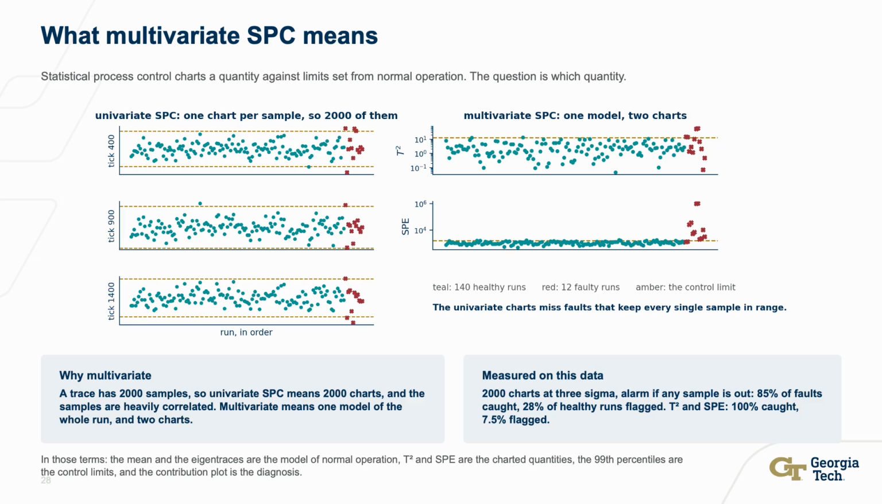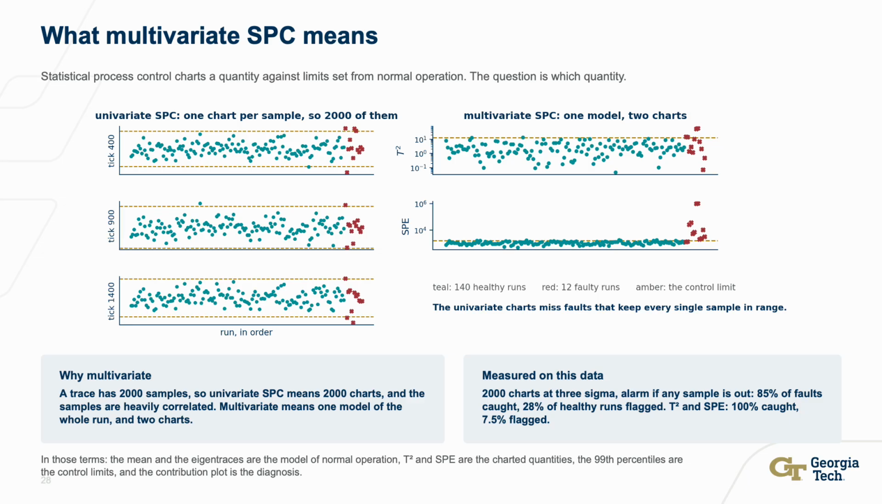Multivariate means one model for the whole run, built from that correlation, and then charts on quantities derived from the model rather than on the raw samples. That is the right half. 2 charts, both with a limit, and every one of the 12 faulty runs sits above one of them.